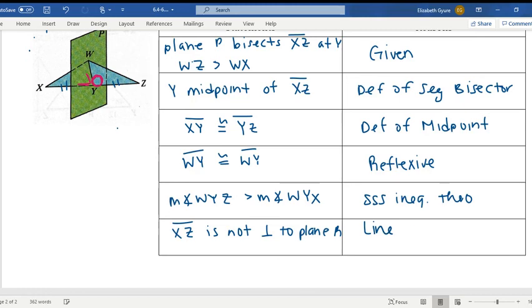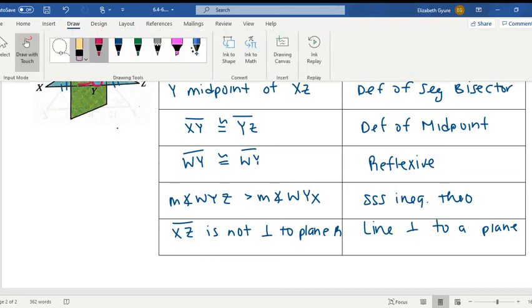Line perpendicular to a plane. Oh, is it technically a definition, not a theorem? Definition of a line perpendicular to a plane.